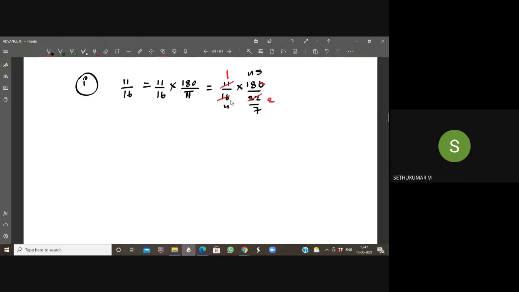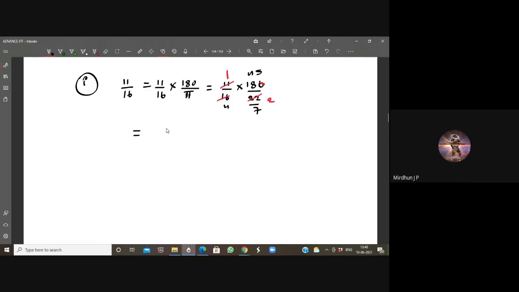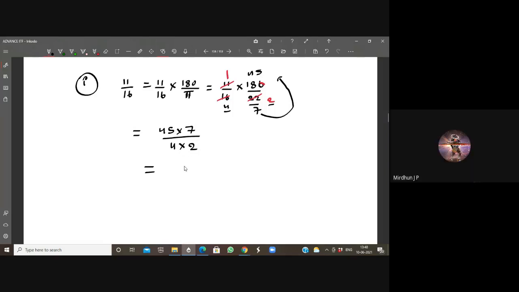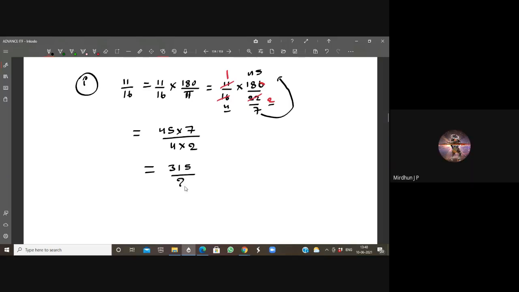Yes, sir. Cancel with 4 table. Okay, I cancel with 4 table. Finally, what is the value we got? Sir, 315 by 8, sir. 45 into the 7 becomes the numerator, into 7 by, here 4 is there, here 2 is there, 4 into 2. What is the answer? Sir, 315 by 8, sir.